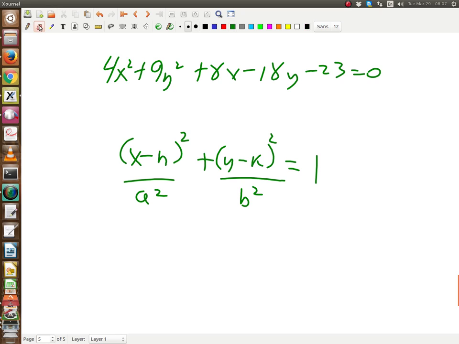You could try. Well, did you ever complete the square? This has to do with completing the square. That's what we're going to do, real quick.